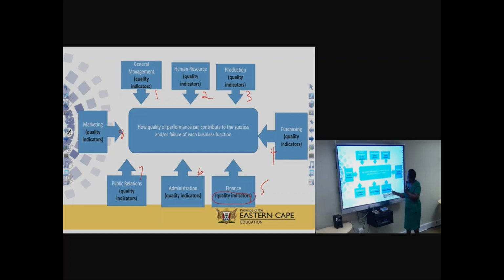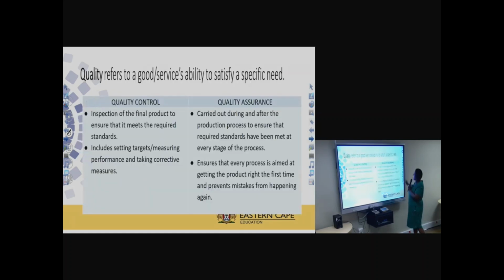How do you know when a business function is performing? And also how quality of performance can contribute to the success or failure of the business, because each business function must perform. Then let's move to the actual content, the definition of the terms. Here is a definition of quality. It refers to a good or service's ability to satisfy a specific need.